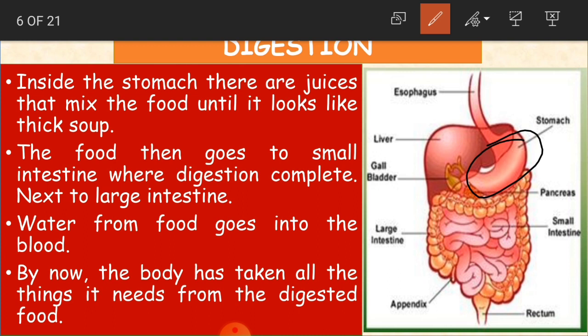Soup, you know, children, tomato soup or rice soup, corn soup, vegetable soup. How will it be? It will be in a liquid form. A thick liquid substance, soup.